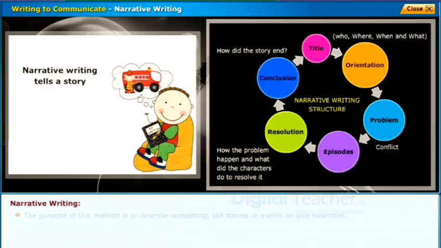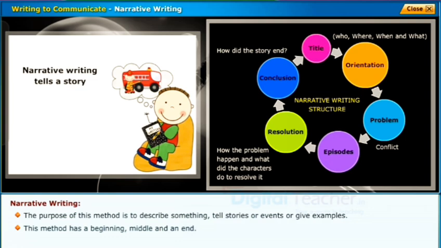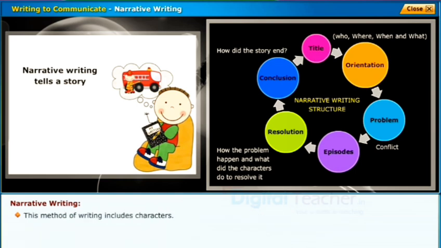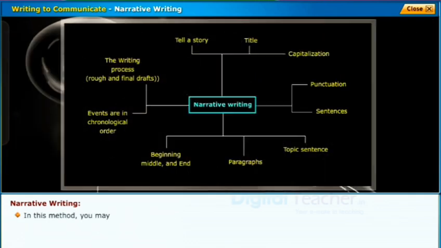Narrative writing. The purpose of this method is to describe something, tell stories or events, or give examples. This method has a beginning, middle, and an end. The details of this method describe the actions, thoughts, and feelings. This method of writing includes characters and has a sequential order. In this method, you may write about 2 or more events.